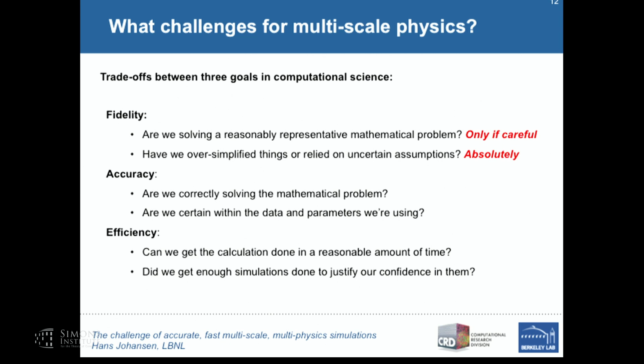So let me circle back. Fidelity. Are we solving the right problems? Do we have mathematically reasonable representations, if we're careful about them, and if we put some thought into them and really challenge the assumptions? And then the question: have we oversimplified things or relied on uncertain assumptions? We absolutely do that routinely. And that's where I think the field needs to have a lot of intellectual honesty in order to make sure that we're doing a good job with that. So on to the question of accuracy.